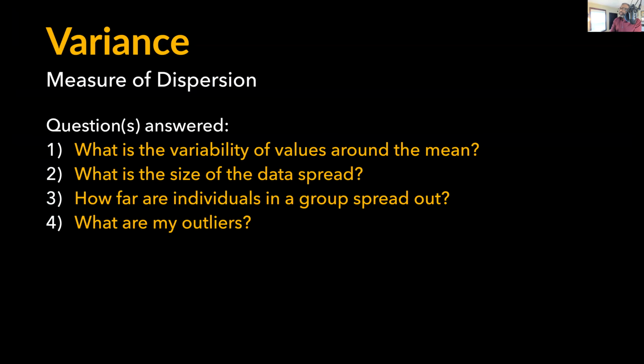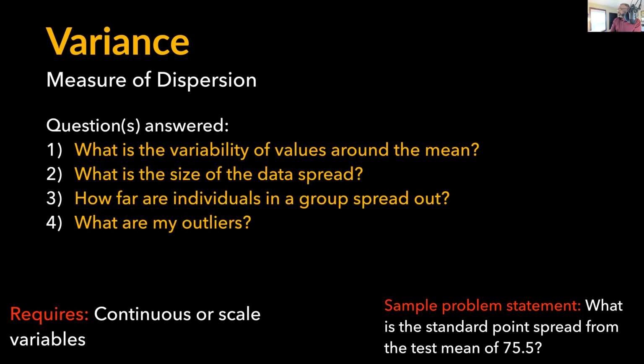All right, so what does variance answer in turn? It says, what is the variability of values around the mean? What is the size of the data spread? How far are individuals in a group spread out? And then it generally tells you what your outliers are. You can use continuous or scale variables.